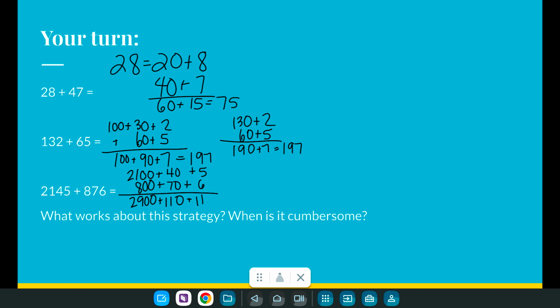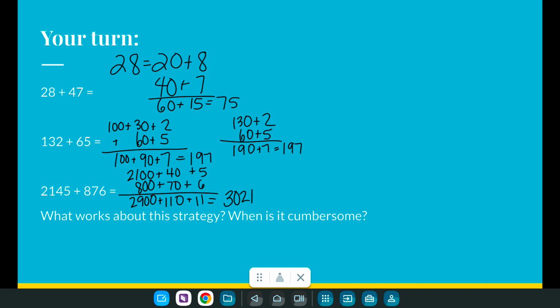Okay, so what you may notice is as these numbers get larger, or if we were doing this the old way, where there's a lot of carrying that would have to happen, this strategy begins to not be nearly as efficient. So we would see, all right, let's see. So this is going to be 3,010 plus 11, so 3,000 21, I believe. I hope that's right.